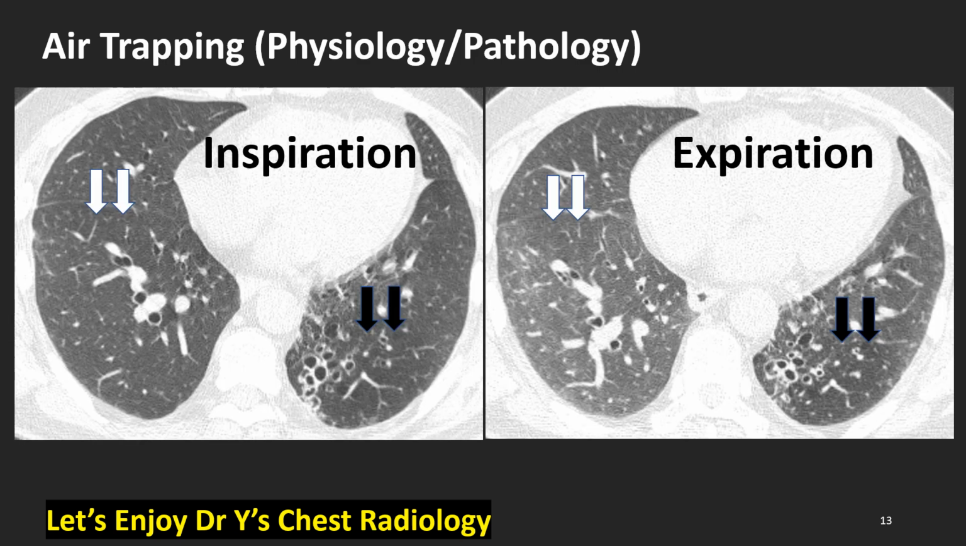Air trapping. Black arrows on the expiration CT scan indicate left lower lobe air trapping. White arrows on the right lower lobe indicate no air trapping in the right lower lobe.